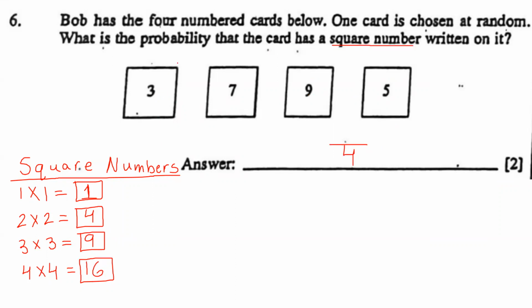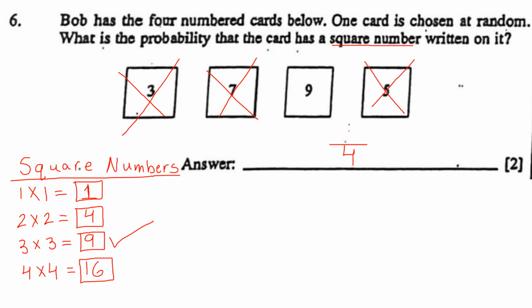Is 3 a square number? No, definitely not, because our square numbers are 1, 4, 9, 16, 25, and so on. Is 7 a square number? No, right? 7 is prime though, but 7 is not a square number. 9, is 9 a square number? Yes, 9 is a square number. In fact, 9 is the only square number that we have. 5 is not a square number, but 5 is prime though.